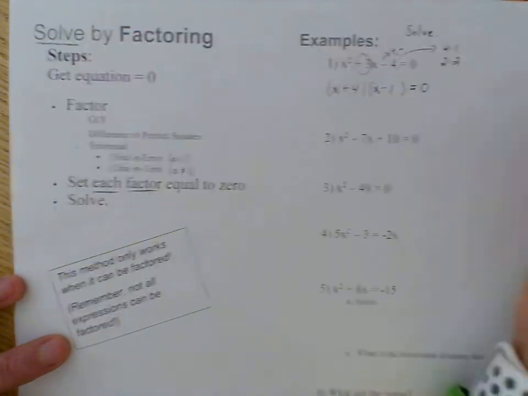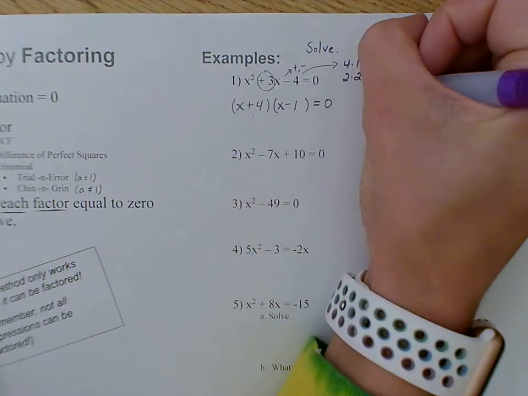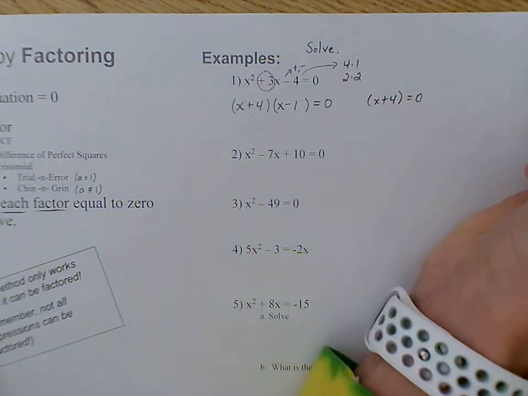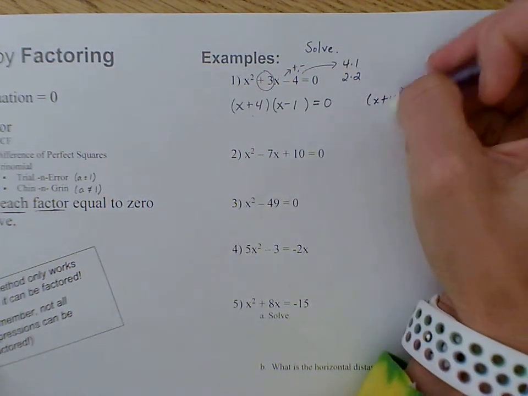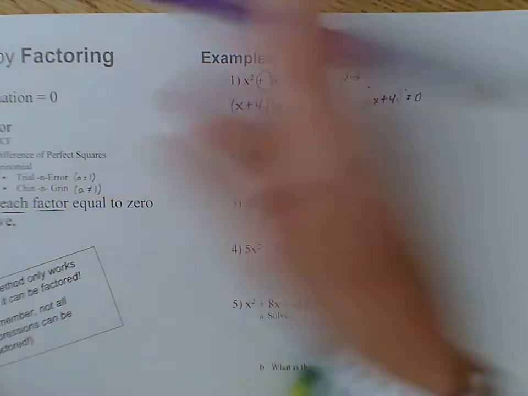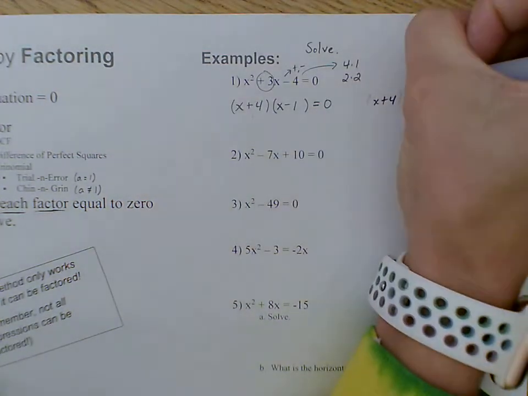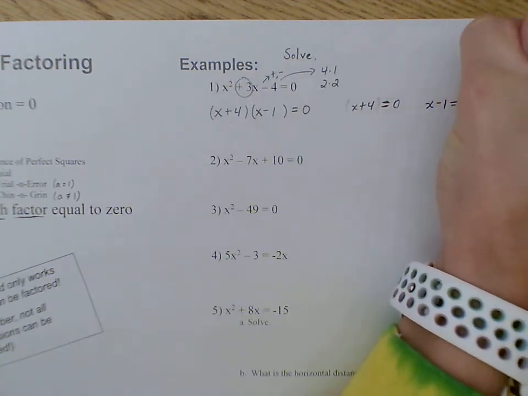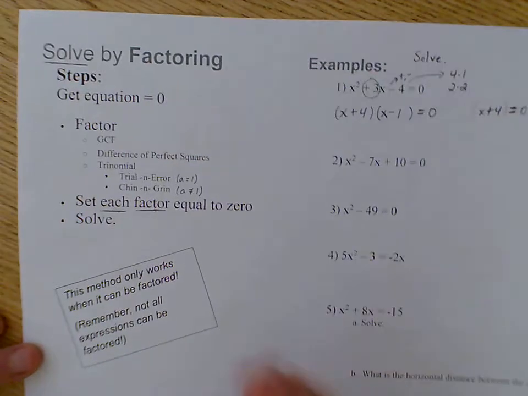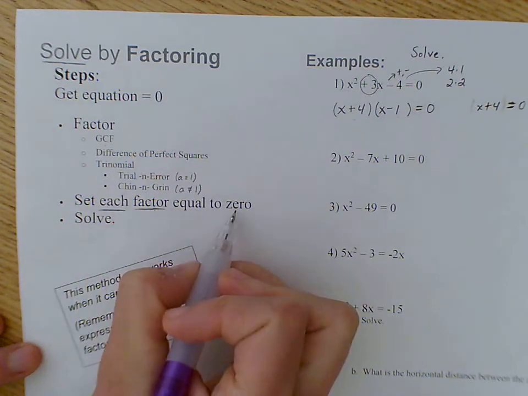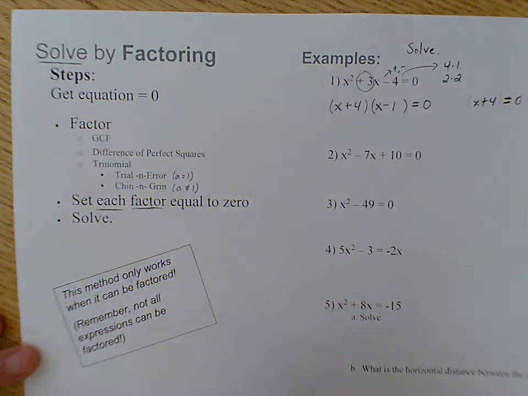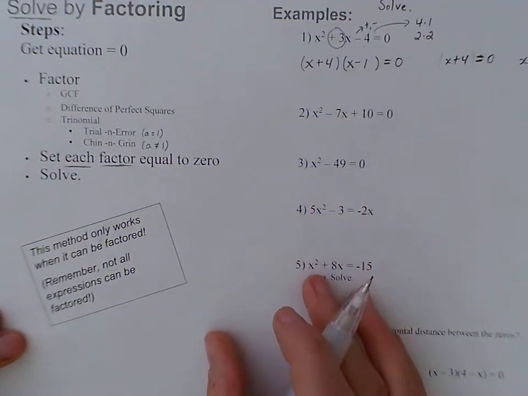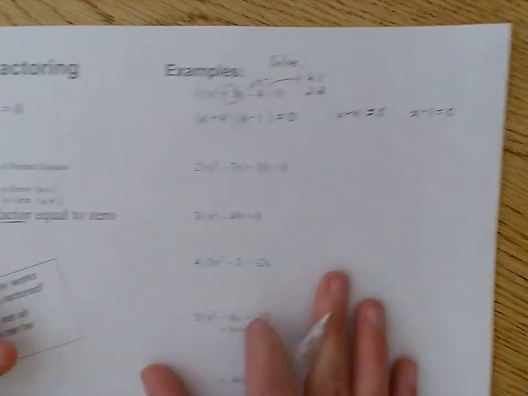So that means I have to go to the side, and I'm going to take x plus 4 and set it equal to 0. And actually, you don't have to put the parentheses anymore, so I'll get rid of those. And then you're going to take the x minus 1 and set it equal to 0. Okay? So you set each factor equal to 0. And that's called the zero product property. So if you ever see that, that's what that is. And then you just have to solve those little mini equations.